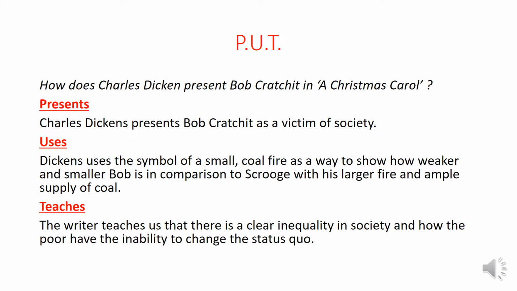And then finally it's the teachers, or the why. And I put down here the writer teaches that there's a clear inequality in society. So Bob having a small fire and Scrooge having a bigger fire shows the inequality and how the poor have the inability to change the situation at the moment because Scrooge has the coal. And so you can see how these 3 elements link together. Now obviously your paragraphs will be a bit bigger than that, but that's just to give you an idea of how you can address those 3 different things.